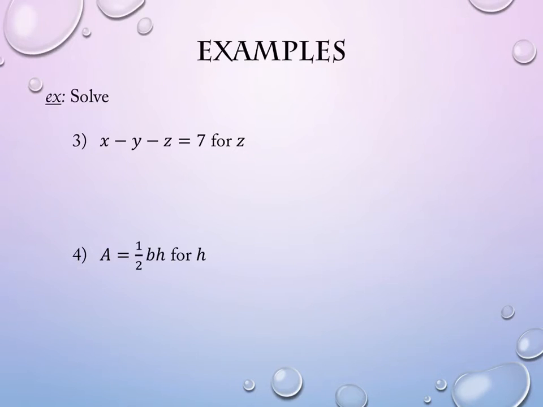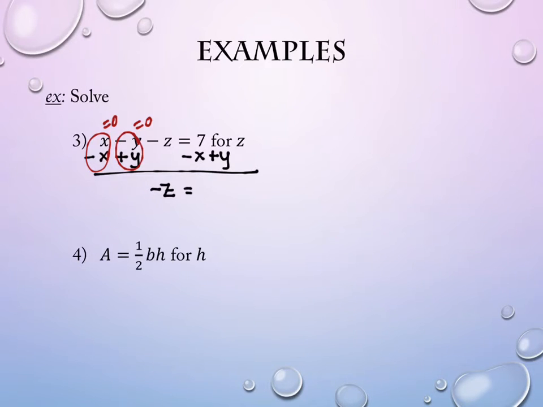So let's move the x and the y. So we're going to subtract the x and we're going to add the y because we're trying to undo where they are. In particular, what happens is that I now have x minus x, that's 0, and I have a y and a negative y, and that's 0. So that's how I'm moving them. And I'm left with a negative z on the left. And then on the right, I'm left with 7 minus x and plus y.